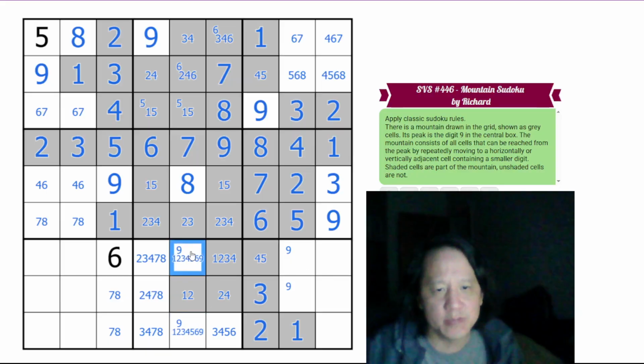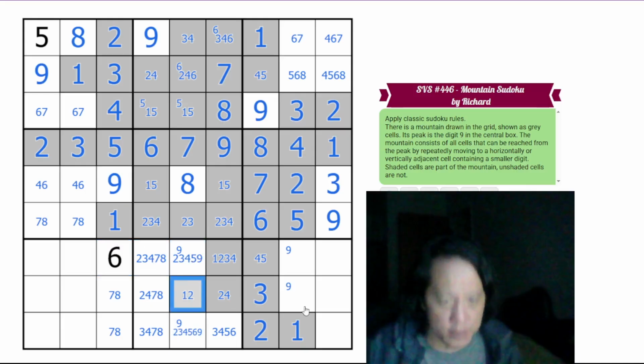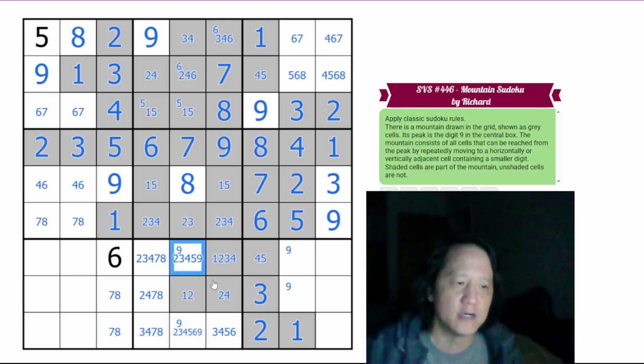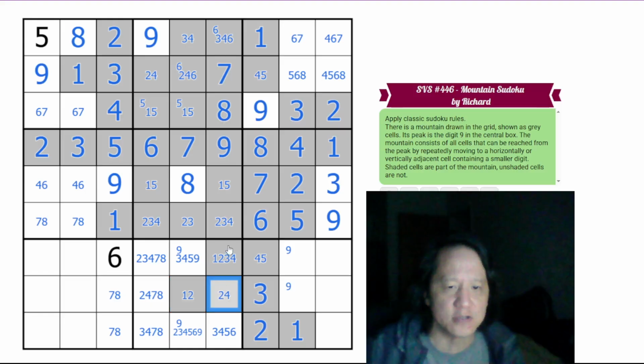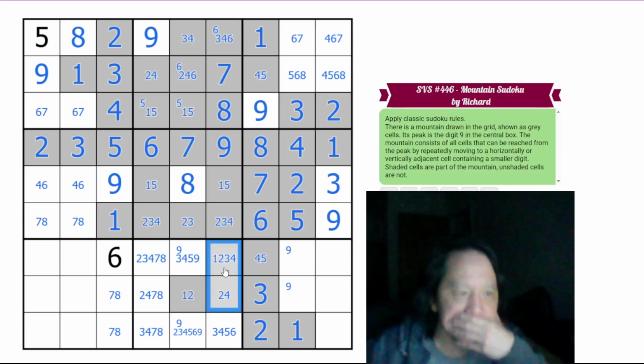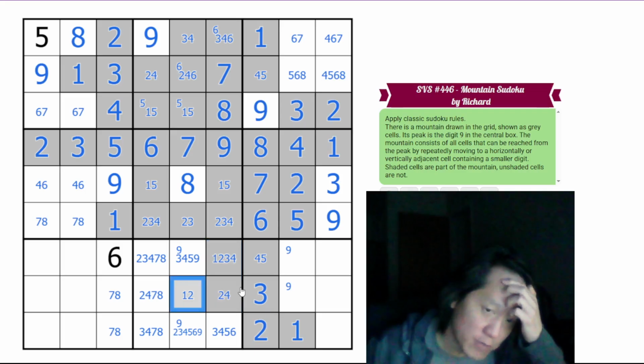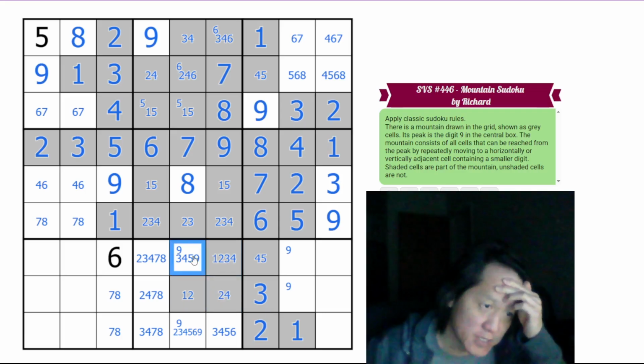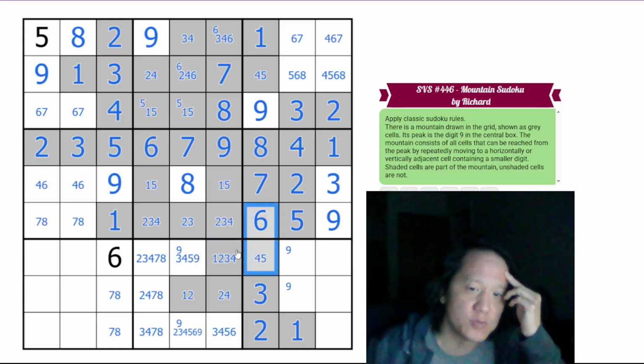But this can't be 6 because of 6 in the row, and these can't be 1 because they would be greater than this, or they would be less than this cell, which would force it to be on the mountain. This can't be 2. This can't be 3 because this cell is 2 less than this one, at least. Wait, is that the case? That's not the case. It could be 1, 4 here, and this is 2, and then that's 3. And then this goes this way, right?